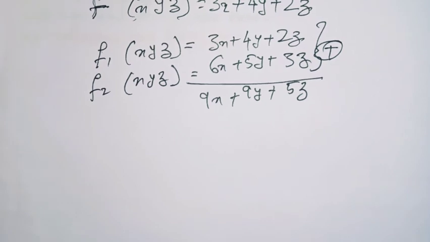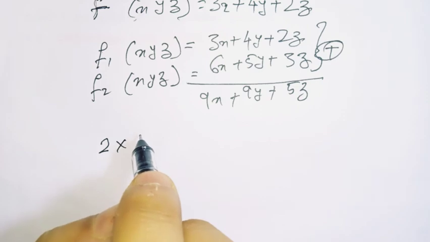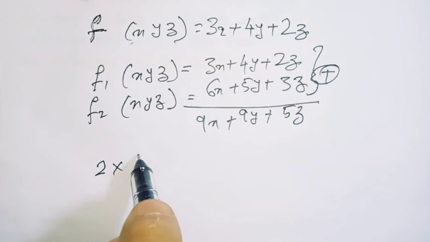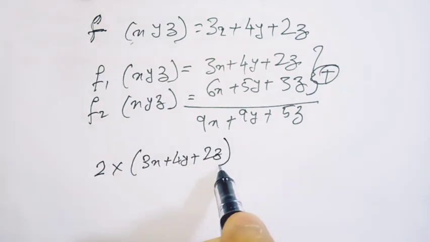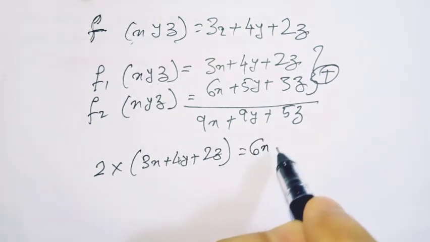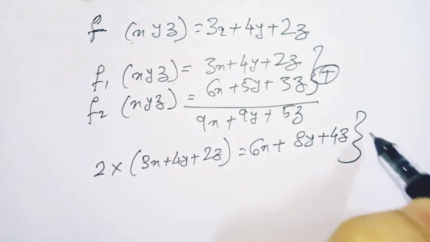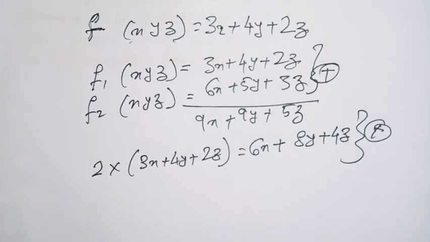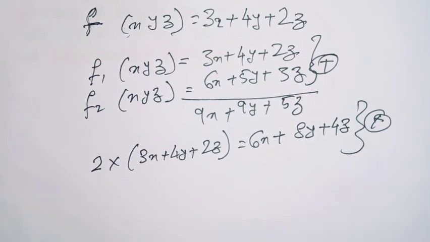Also, we can apply scalar multiplication. If I write 2 multiplied by 3x plus 4y plus 2z, it equals 6x plus 8y plus 4z. So we have used multiplication also. I just wanted to show you that linearity means it holds for linear equations, until we raise to the power of 2, which will become a quadratic equation.